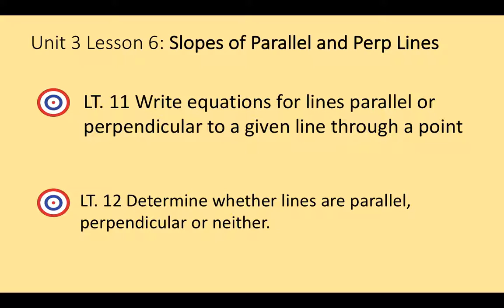Our final two learning targets: write equations for lines that are parallel or perpendicular to a given line through a point. So we're going to be using some substitution to do that. And then the final learning target, number 12, determine whether lines are parallel, perpendicular, or neither. And we'll find out in a second how to do that using slopes of lines, which is something that we've been reviewing quite a bit here recently.